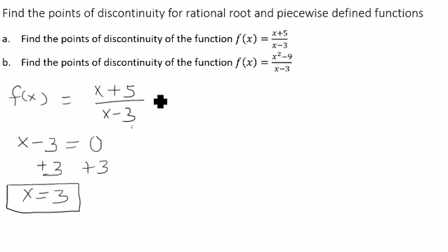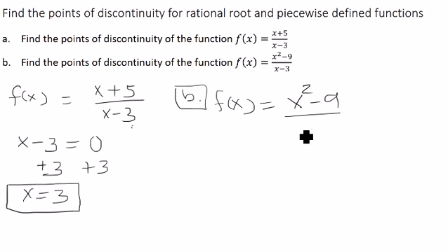You can pause this video for a while and then look at the answer for the second question. So try to solve it on your own and then come back here and compare your answer. Alright, so I hope you tried it, and let's see if you got the right answer. I'm sure you did, but let's check. So f of x equals x squared minus 9 over x minus 3.